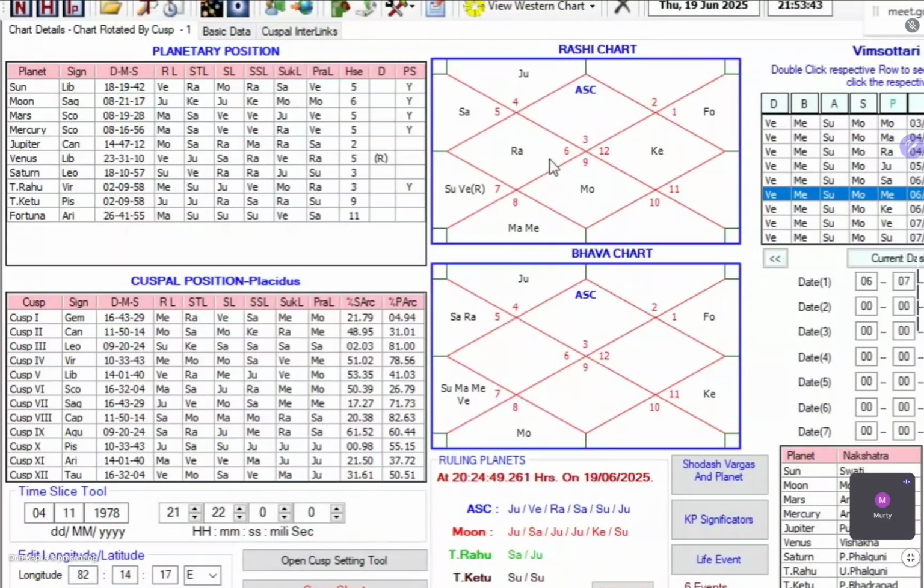Okay, now we have details for the father only, because this is the 8th house for the father. Yes, this is the 8th house, it is the 8th house of the father, but at the same time it is the ascendant of the mother.